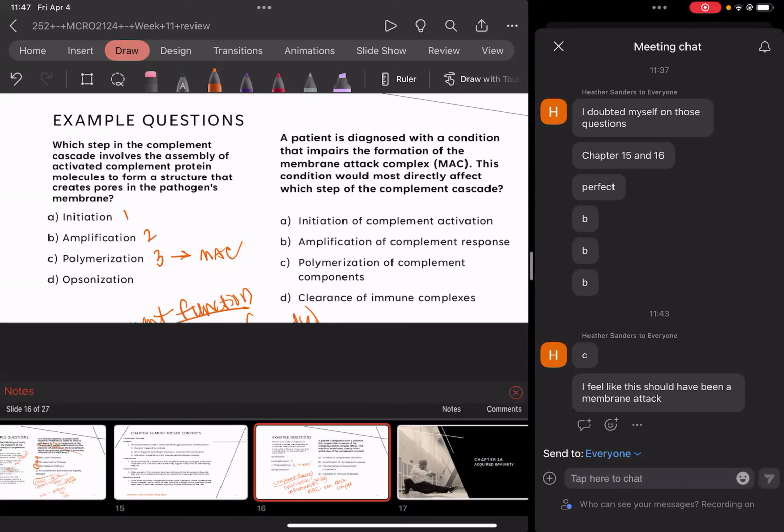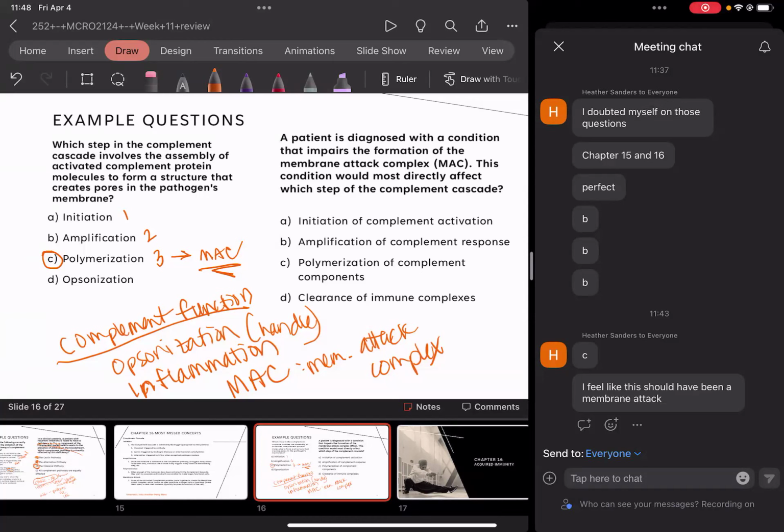So we have our notes down here that this is going to be C because we're developing the MAC. The MAC is developed with the polymerization step. So you're not wrong. And the exam questions won't be this vague. I won't say vague, because to me, this is getting still at the point of making the membrane attack complex. We're getting to making the membrane attack complex, but the membrane attack complex isn't made from the initiation step. It isn't made from amplification step. We're building the membrane attack complex when we're polymerizing. Okay, so that's how we're getting to that answer there.